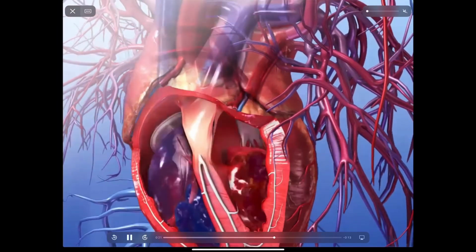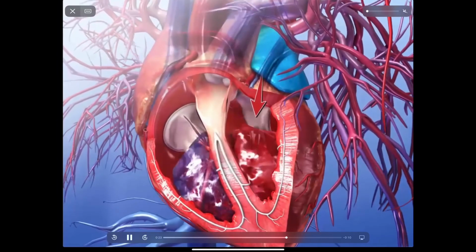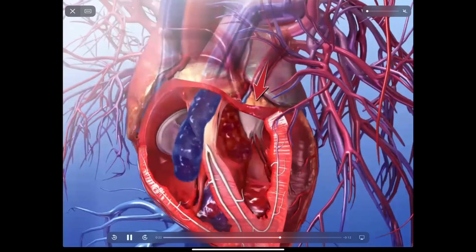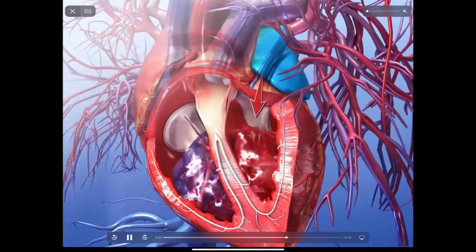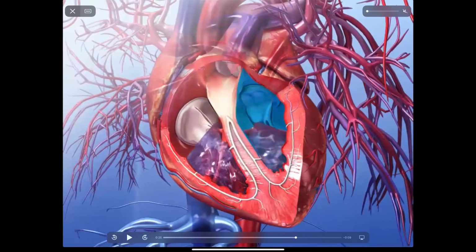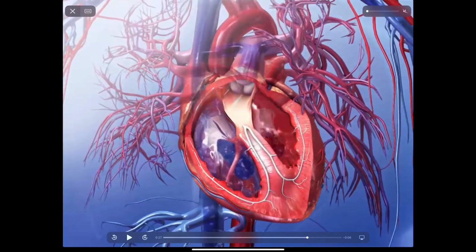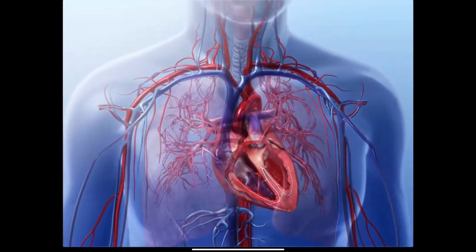Now, once the blood has picked up oxygen, it will come back to the heart. You see here, it's coming back via the left atrium, what's highlighted in blue, and it's flowing into the left ventricle. And here, the blood fills the left ventricle and is pumped into the aorta to be passed around the rest of the body.